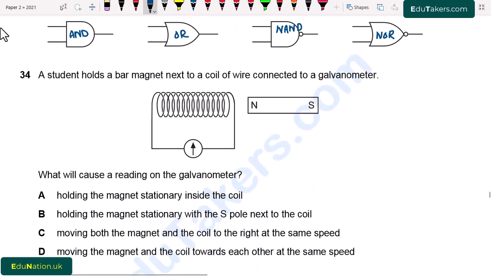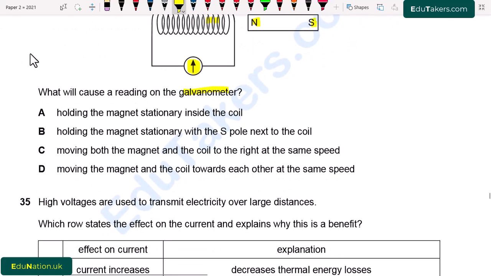Question number 34. A student holds a bar magnet next to the coil of wire connected to the galvanometer. So first of all, here is a magnet and also the coil that is attached with the galvanometer, which will cause a reading on the galvanometer. A. Holding the magnet stationary inside the coil. B. Holding the magnet stationary with the S pole next to the coil. C. Moving both the magnet and the coil to the right at the same speed. D. Moving the magnet and the coil towards each other at the same speed.